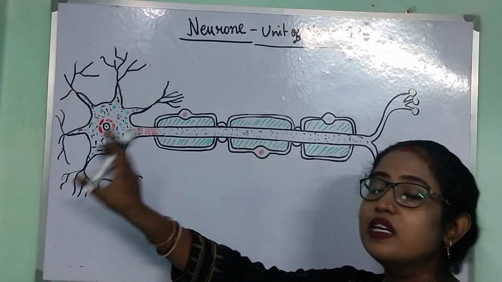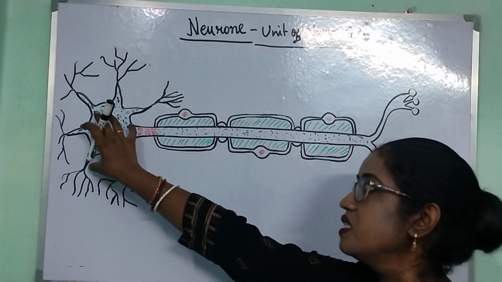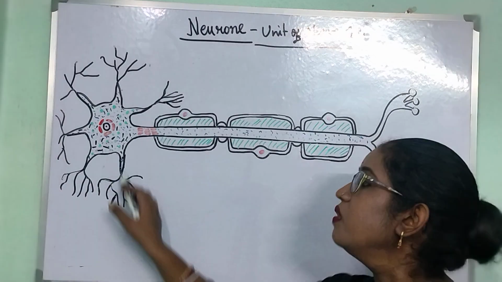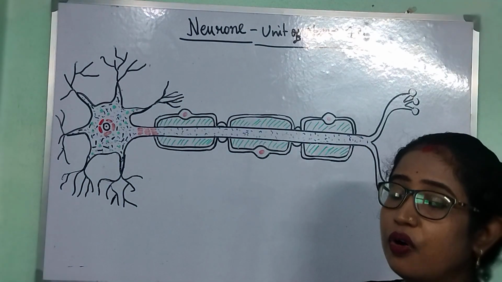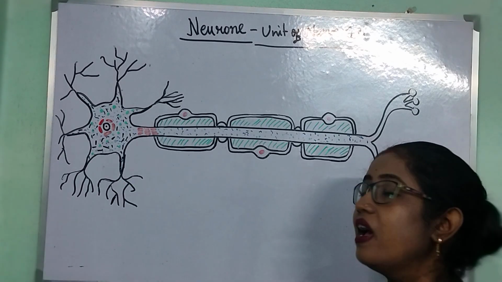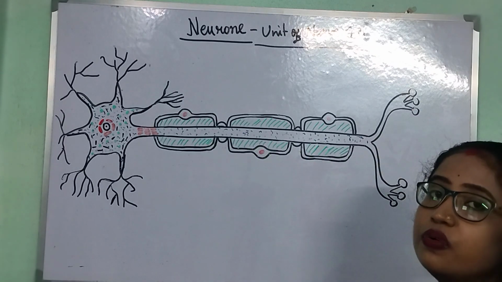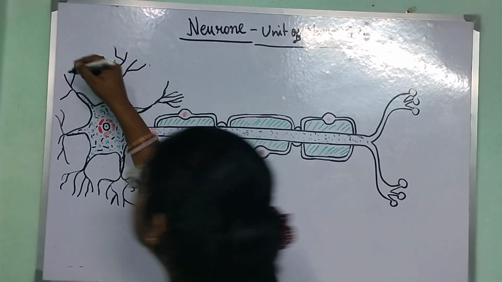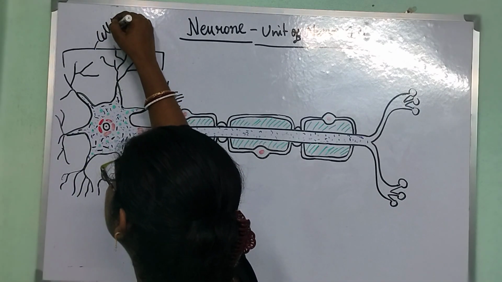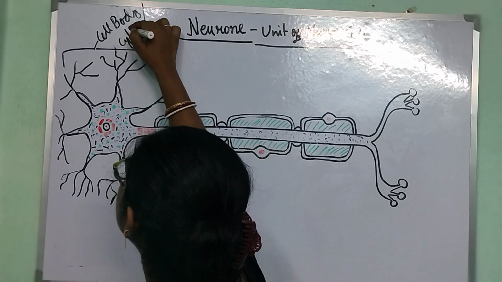So it consists of mainly three parts. First part is known as the cell body. The circular part is known as the cell body. The small thread-like projections that arise from the cell body are known as dendron, and the long fiber-like projection is known as axon. So this rounded portion is known as cell body. It is also known as cyton.